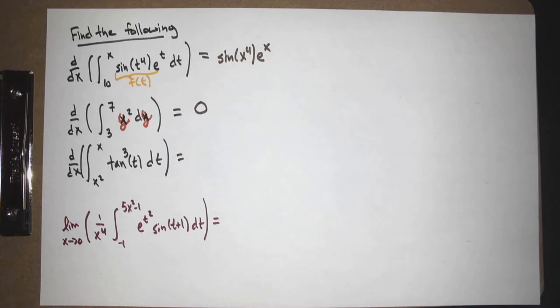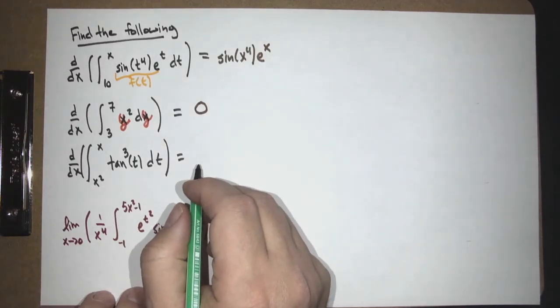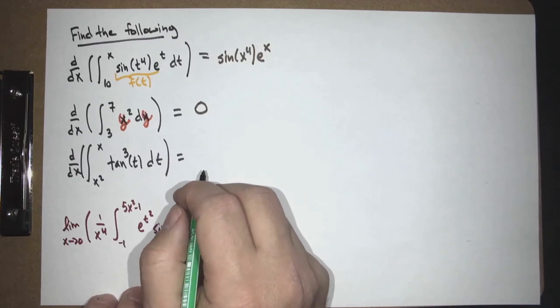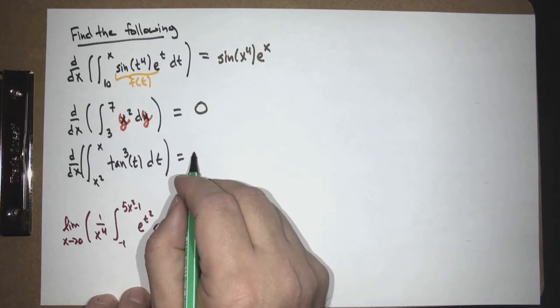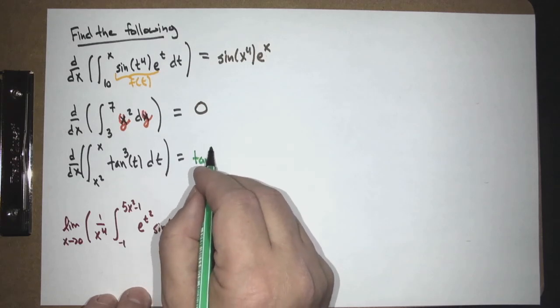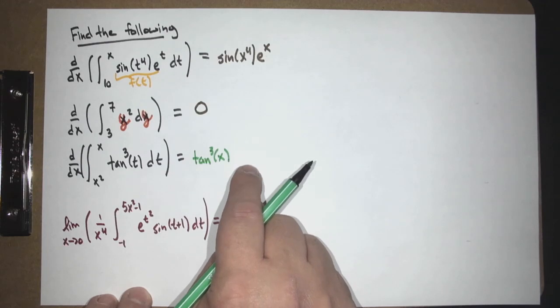All right, the third one. The derivative of the integral from x squared to x of tangent cubed of t dt. What do we have? So what's the first term? I heard a few quiet voices, but I just want to make sure I heard them right. Tangent cubed of x. Now you could also say it's tangent cubed of x times the derivative of x, which is 1.